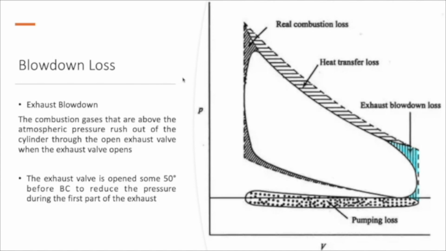The next factor is blowdown loss. What is the blowdown? The exhaust blowdown is when the combustion gases that are above atmospheric pressure rush out of the cylinder through the open exhaust valve when the exhaust valve opens. This blue shaded area is lost due to exhaust blowdown loss. The blowdown loss occurs when the high pressure gas exhausts after the combustion.